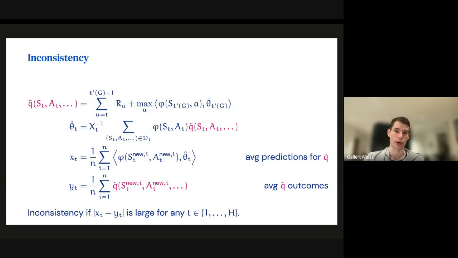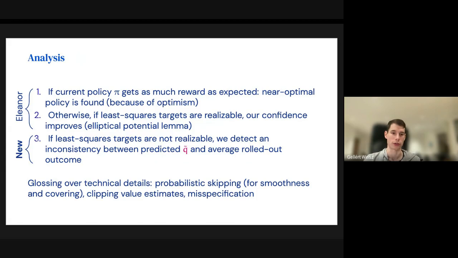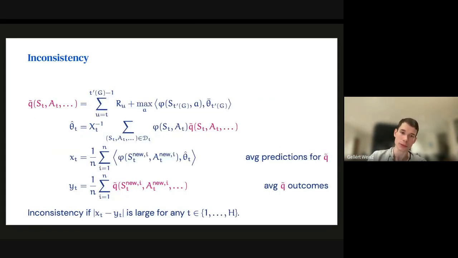OK, so first, I want to talk about inconsistency, because remember what we want to do is this third condition: when we can, we should be able to detect some inconsistency between the predicted and the measured q tildes. And so I want to define what that inconsistency actually is. So recall that the targets of the least squares were these q tildes that for a trajectory had this kind of shape. And then we had the actual least squares predictors, hat theta.